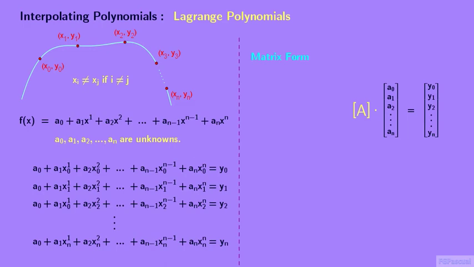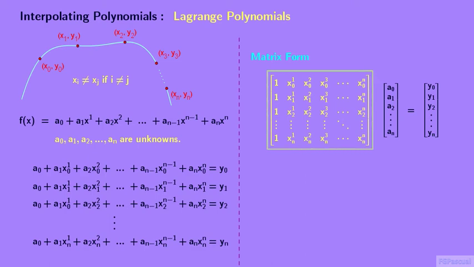To write out the rows of capital A, we take a look at each equation and obtain the coefficients of the different a sub i's. From the first equation, we have 1, x sub 0 to the first power, x sub 0 squared, all the way through x sub 0 to the nth power. And so we have the first row of the coefficient matrix. Do the same for the second equation, and get the second row of the matrix, and so on for the other rows.